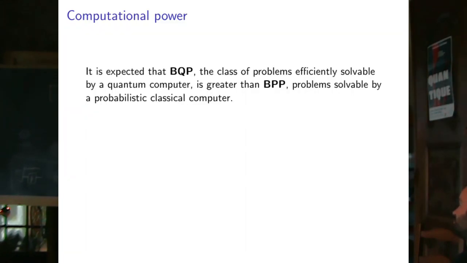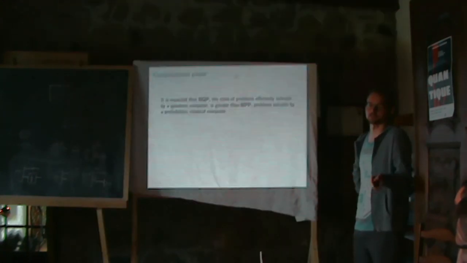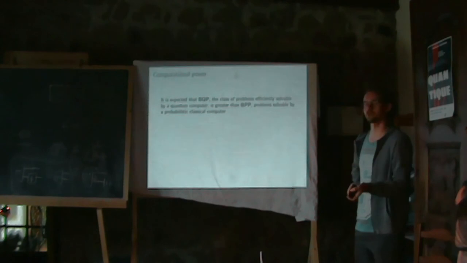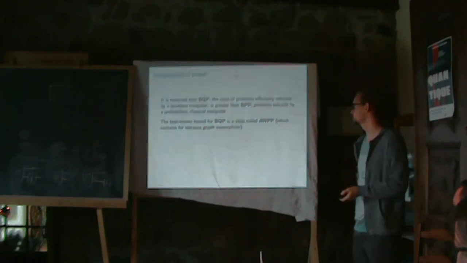So this is about the computational power of quantum theory. The complexity class BQP is the class of problems we can efficiently solve if we have access to a quantum computer. And the class BPP is problems we can solve when we have access to a probabilistic classical computer. We expect that BQP is bigger than BPP, so hopefully we can efficiently solve problems with a quantum computer that we can't with a classical computer.